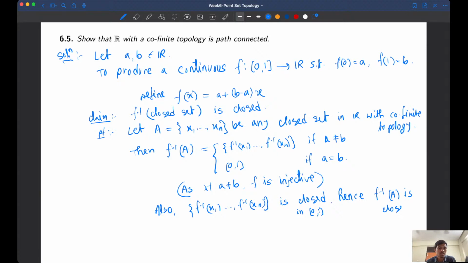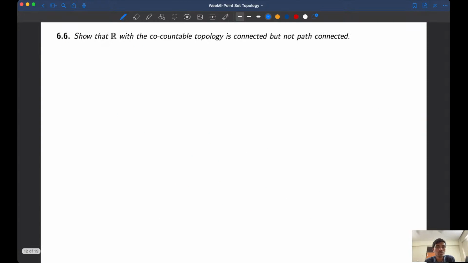Okay, so this completes that F inverse of a closed set is closed, hence this is a continuous path from any A to B, so hence this is path connected. Okay, so this is the easy one. So second is R with the co-countable topology, that is connected but not path connected. So for connectedness, can you say why it is connected?